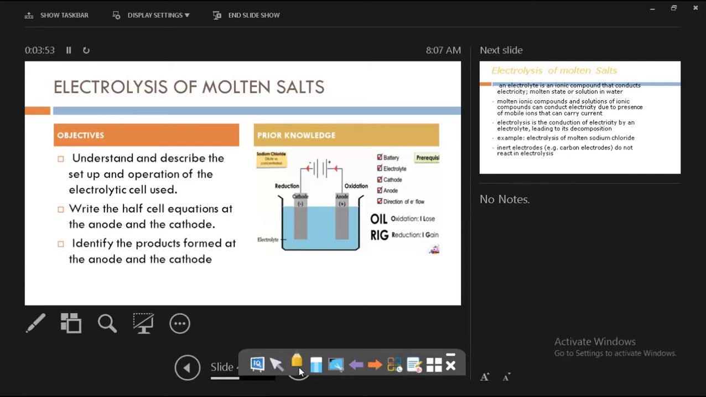So we have the positive electrode here. We have the negative electrode. And we have the electrolyte. Now for the electrolysis of molten salts, the electrolyte is actually the molten salt. So the salt has to be melted, and the molten salt is the electrolyte.